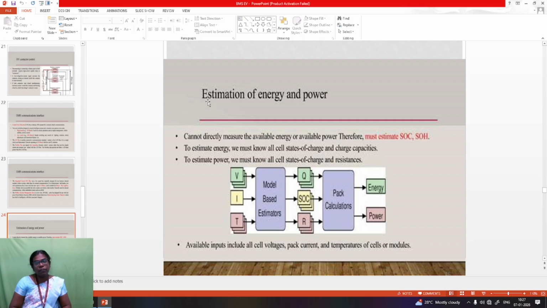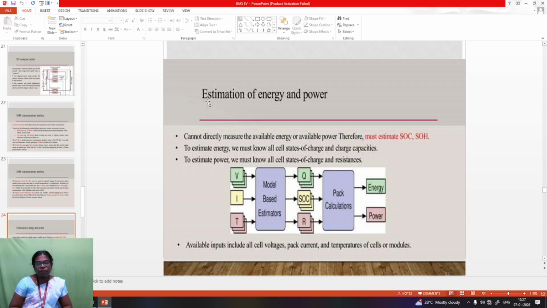Then estimation of energy and power. Coming to the power point, we consume so much power because we measure voltage, current, temperature, and if high temperature happens, we need to cool the battery. So we need some setup to cool down the battery. That's why we consume some power. We cannot directly measure the available energy or available power. Therefore, we must estimate SOC and SOH.